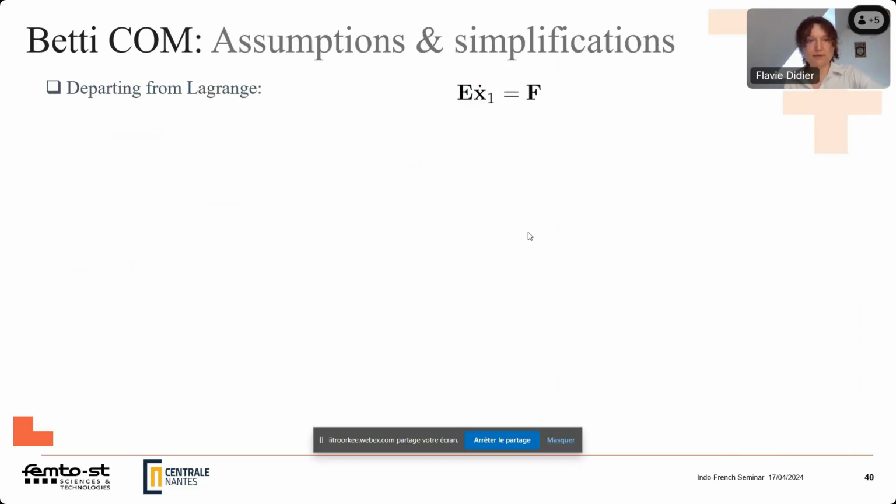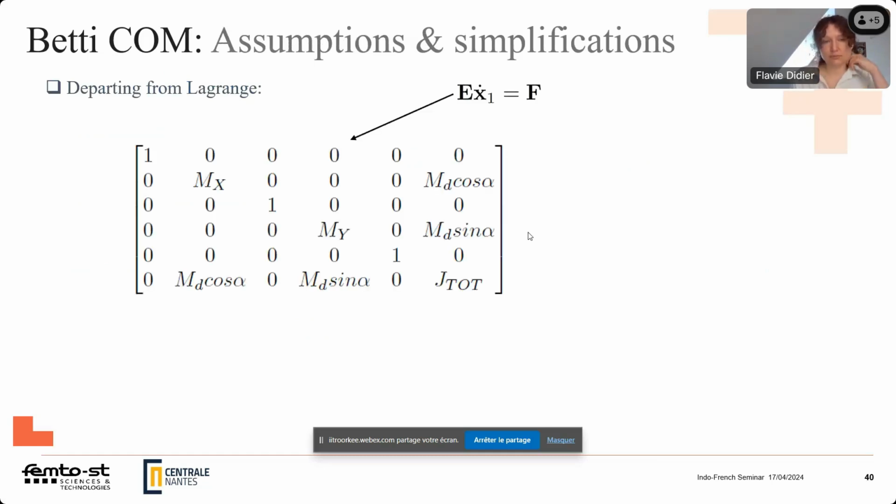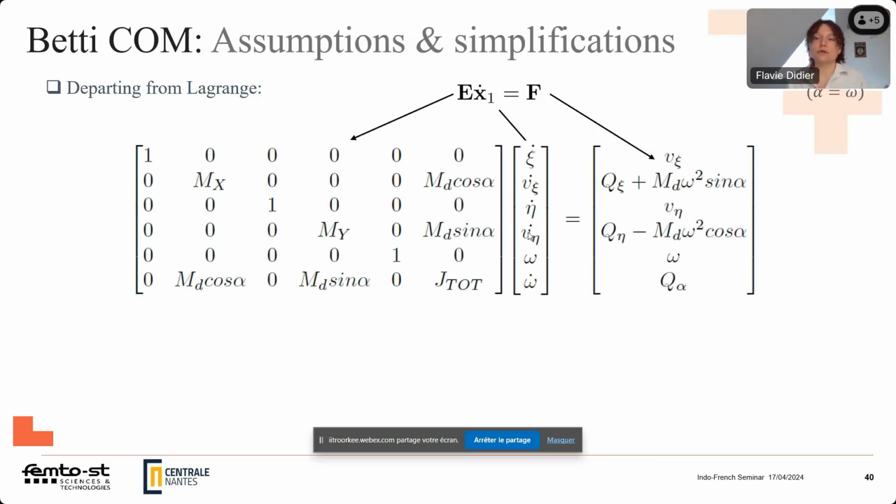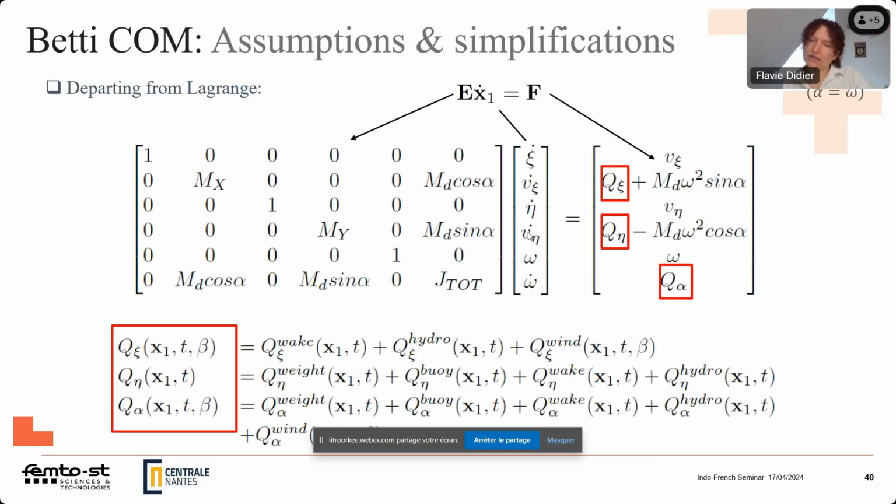Using this model and departing from the Lagrange formalism, we have this equation with a coefficient matrix of the mass and inertia, where x1 is the state vector and f is the force vector with Q epsilon, Q eta, and Q alpha as generalized forces. And we have to reformulate this model to have a having expression on the command beta.